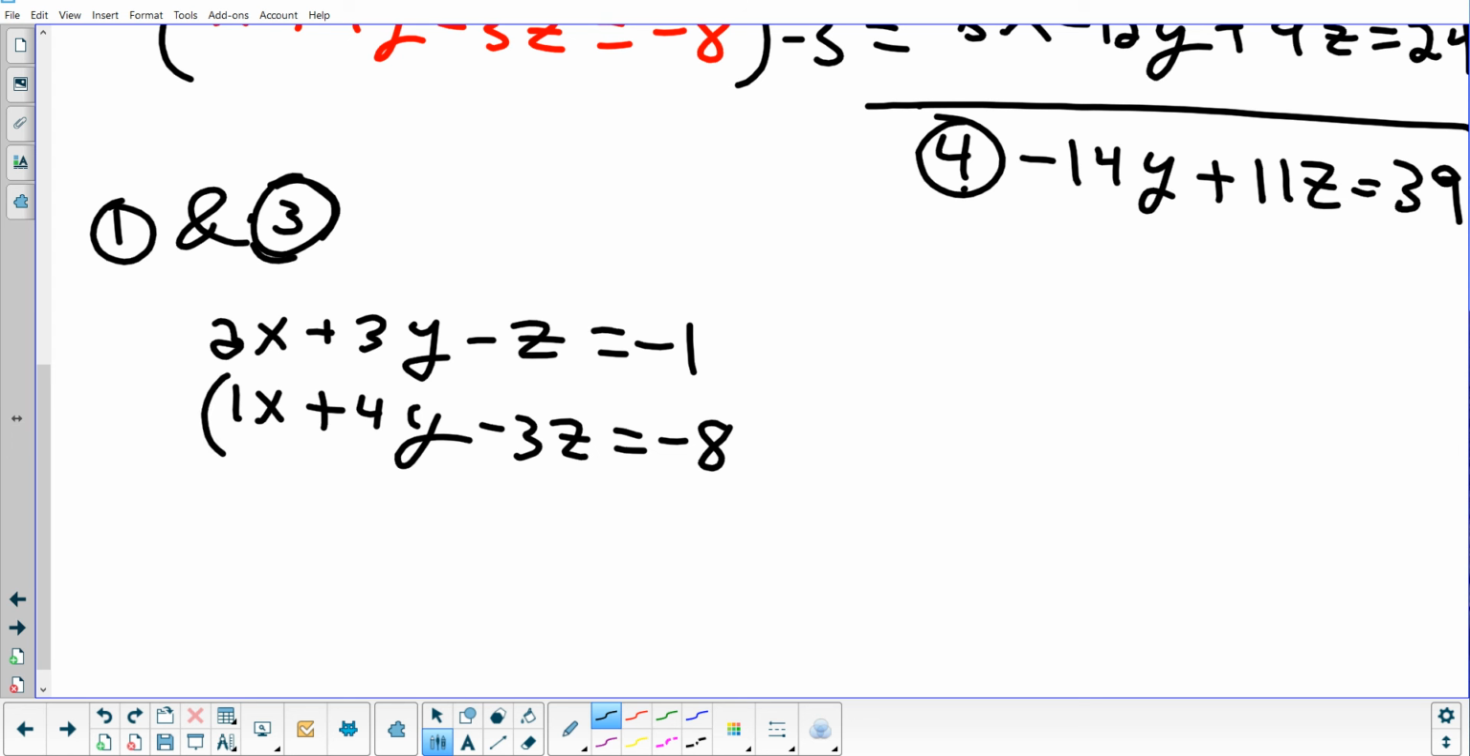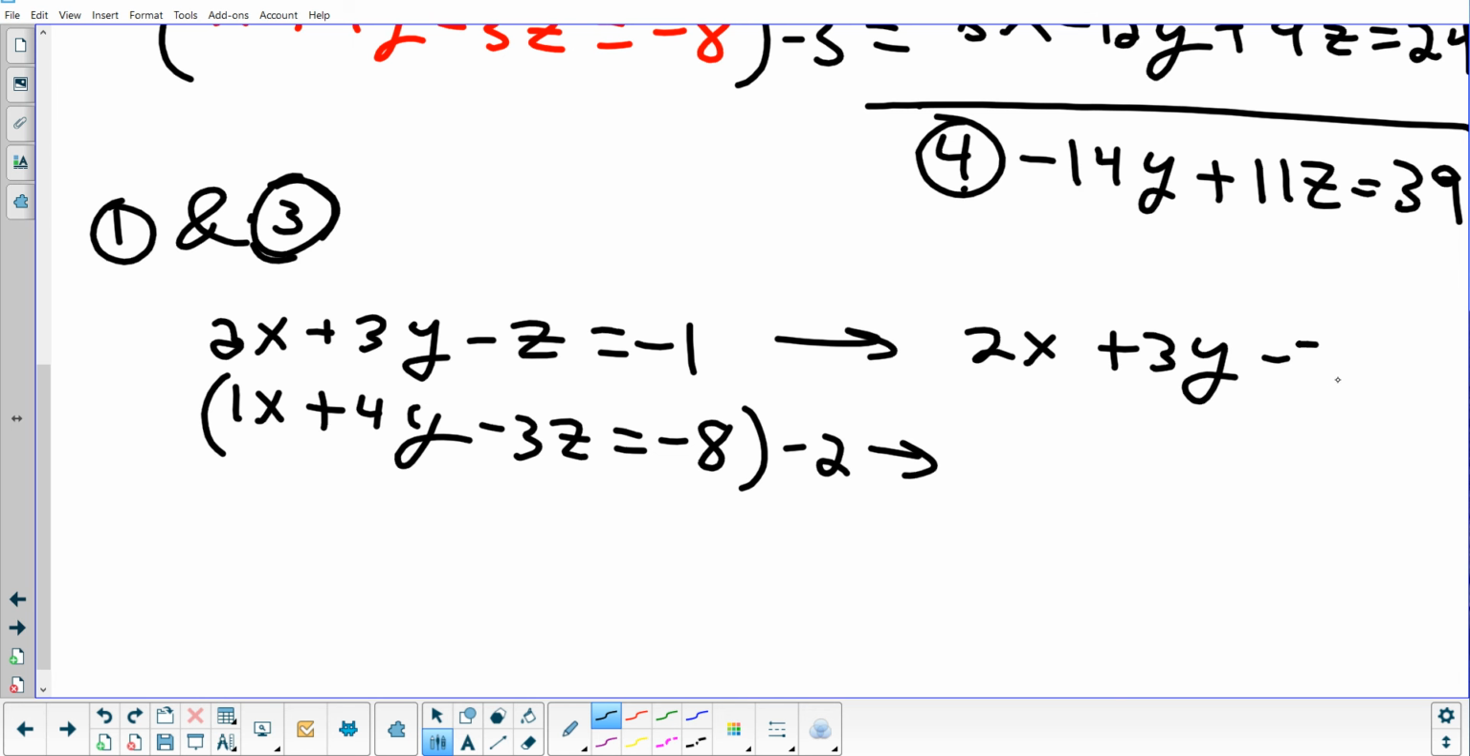What would I have to multiply this bottom one by to make the x disappear? Yep, -2. Okay, well, let's do that. Copy the top. Okay, keep it the same. 2x, 3y, minus z equals -1.